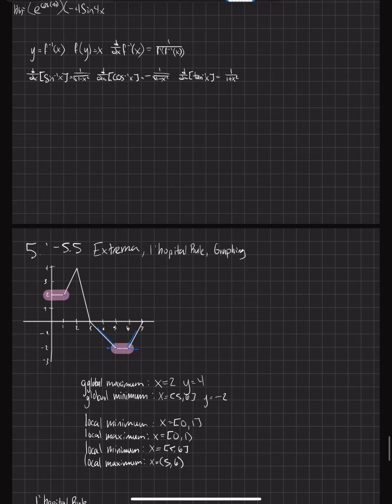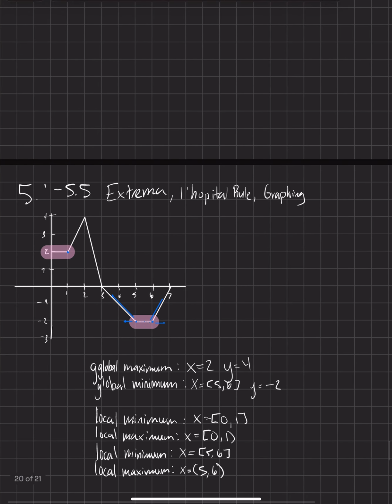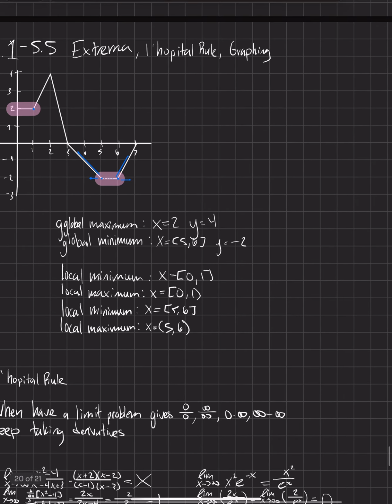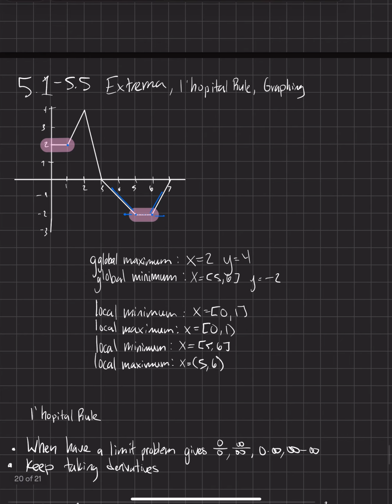And so with that, that covers everything that we need to know about the sections we were going over here, 5.1 to 5.5: extrema, L'Hopital's rule, and graphing. And so, to briefly review, we went over extremas, where we were able to figure out our global maximum and global minimums, and then we were able to spot these interesting things that happen when the slope of our function is equal to 0.